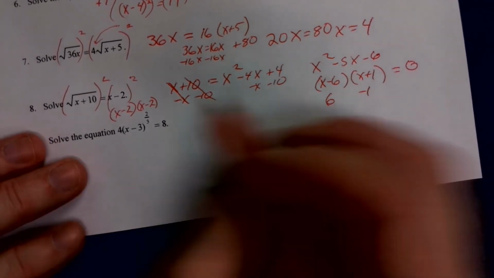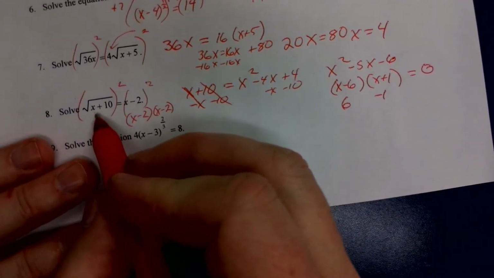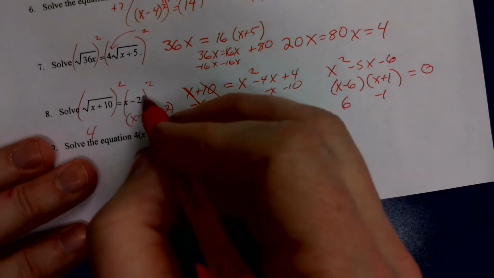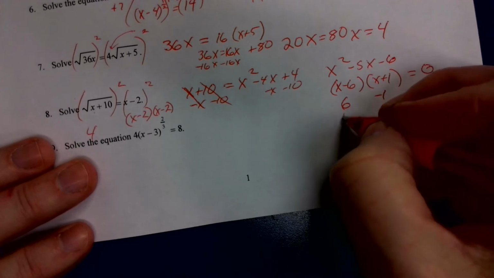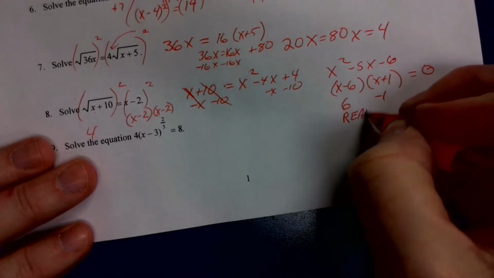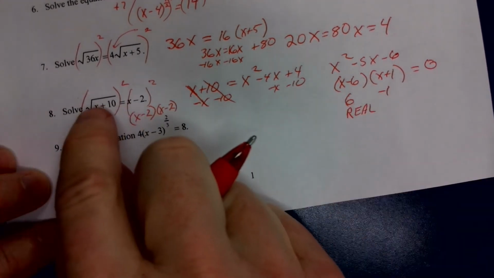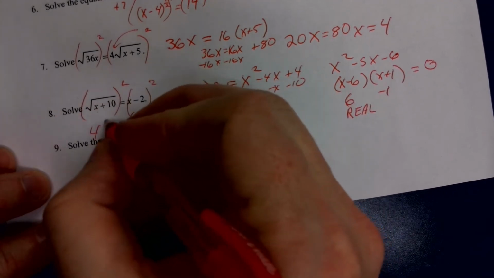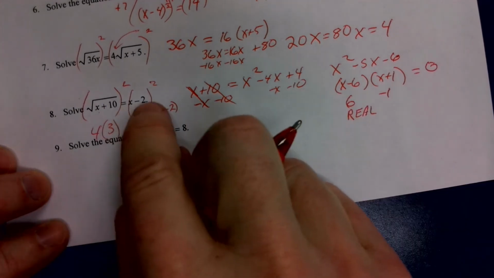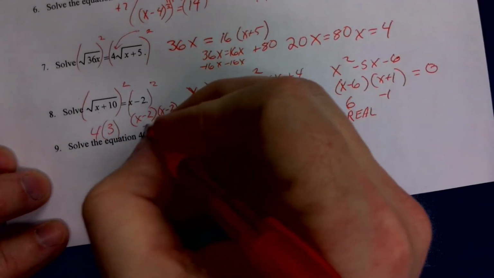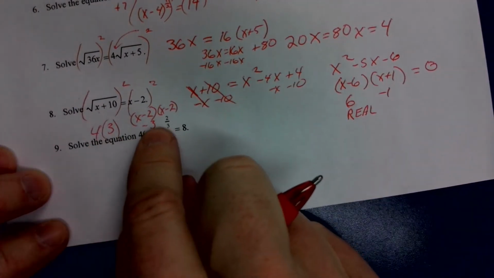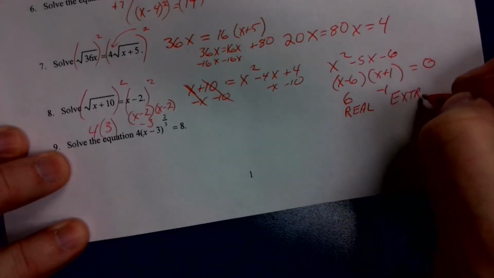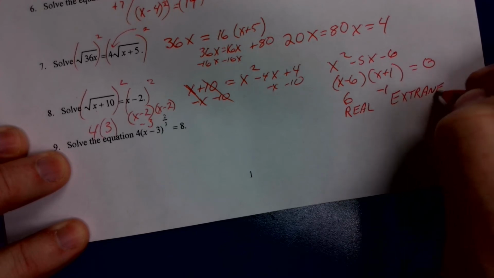So let's try it. 6 into here, 6 plus 10 is 16, square root of 16, that gives me a 4. And then 6 minus 2 is also 4. So check, that one is real. Happy about that. Let's check negative 1. Negative 1 plus 10 is 9, square root of 9 is a 3 on this next one. And negative 1 minus 2 is a, ooh, that's a negative 3. 3 does not equal negative 3, so negative 1 is an extraneous solution.